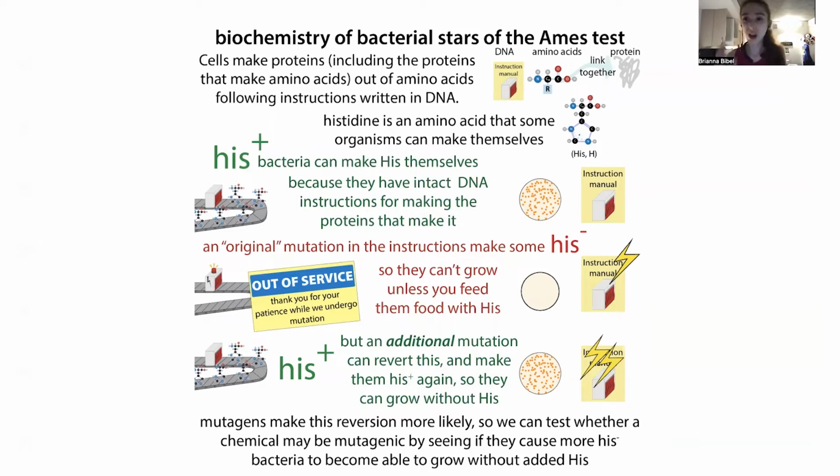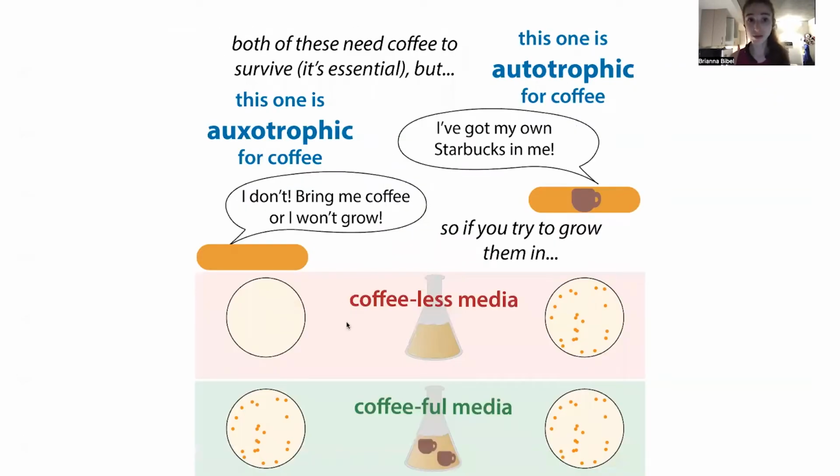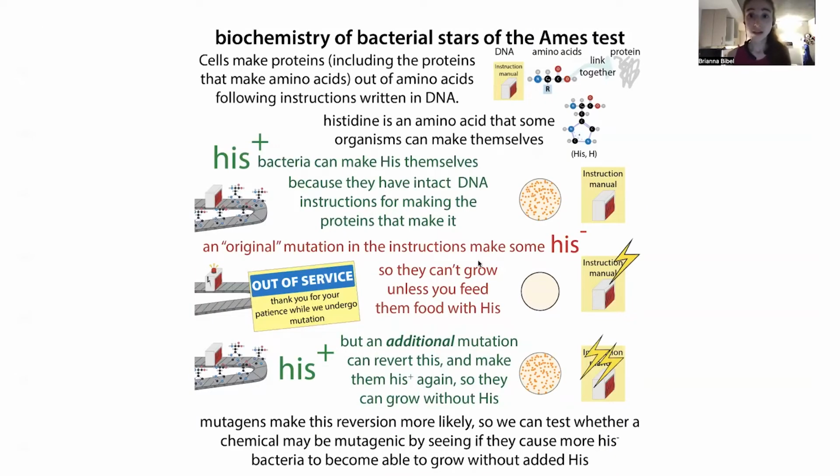And so there's this original mutation, and this mutation is going to be in a gene that's required for making histidine. And so now if you were to grow them on histidine, they wouldn't be able to grow. And so we call these auxotrophic for histidine. So you take these auxotrophic cells and you grow them on a plate without histidine. So the only way they're going to be able to grow is if they get some sort of mutation that fixes that original mutation. So this revertant mutation.